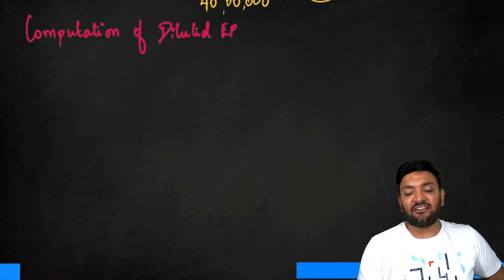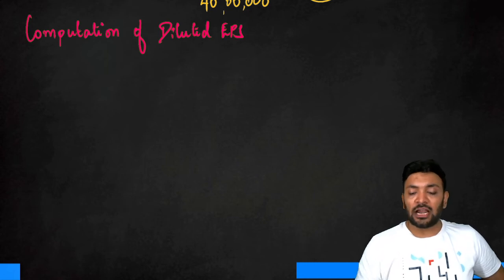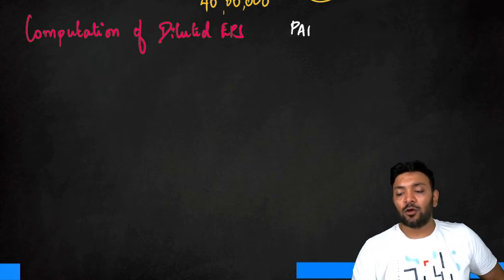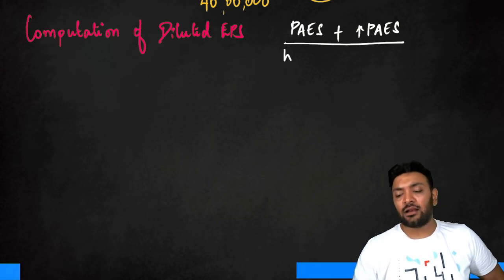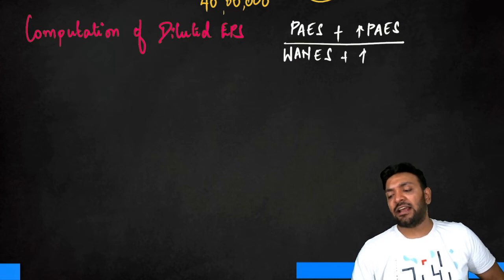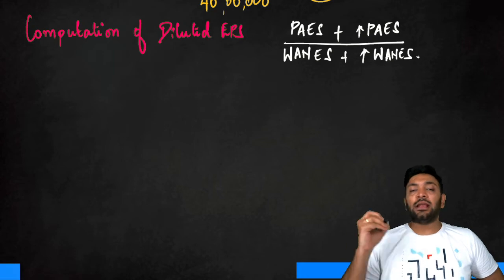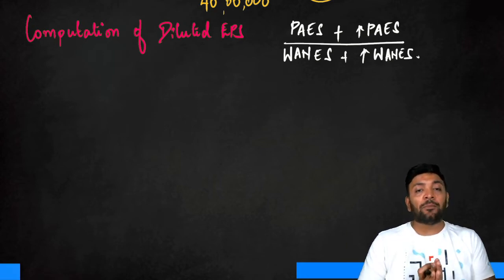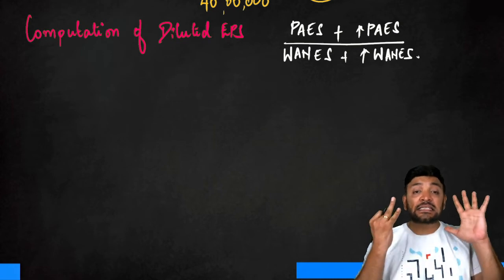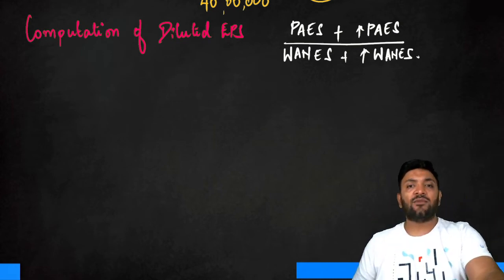What is the formula that I will apply here? My formula to be applied is PACE, profits available to equity shareholders, plus increase in PACE when a potential equity share gets converted into equity share, divided by VANs, plus increase in VANs which arises when a potential equity share gets converted into equity shares. This is the formula which I will apply in computation of diluted EPS in seven cases. Let's see what are your seven cases.